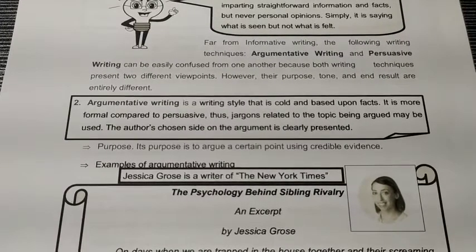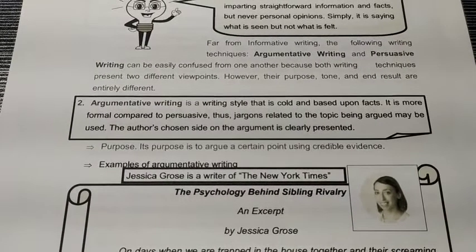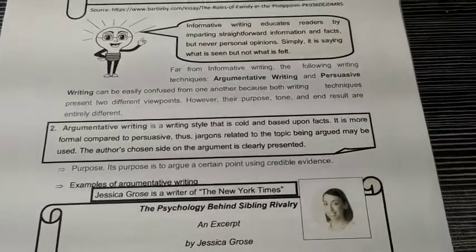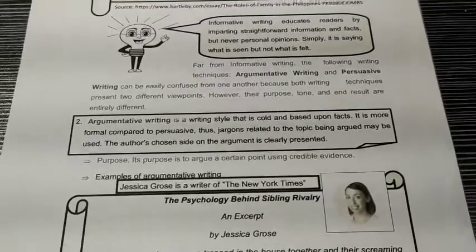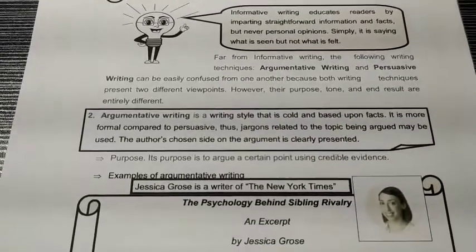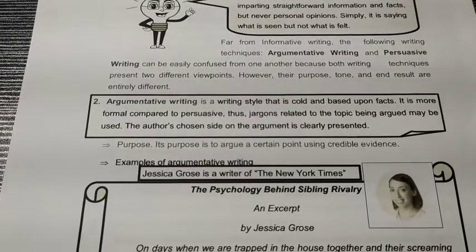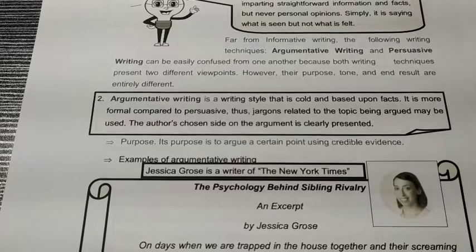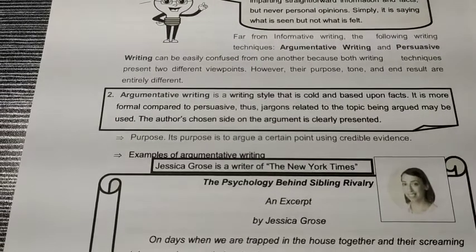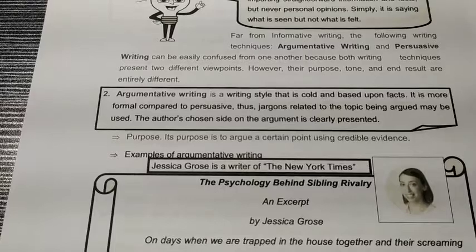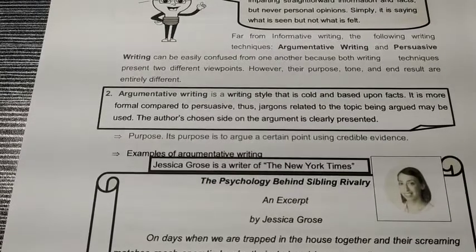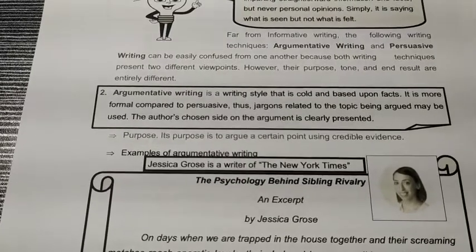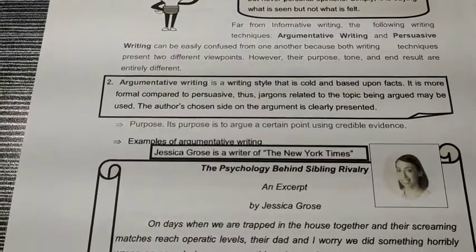Thus, jargons related to the topic being argued may be used. The author's chosen side on the argument is clearly presented. So when I say jargons, these are the words really related to a particular topic. So the purpose is to argue, meaning to always defend a particular topic that it is true than the other ideas, using credible evidence. So how will you say that that particular side is really true or factual? So you will cite credible and valid evidences from valid sources and researches and studies.